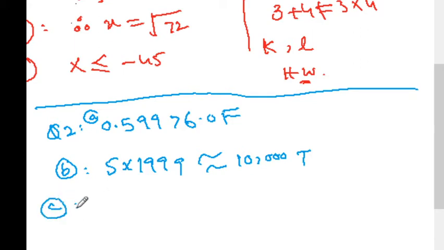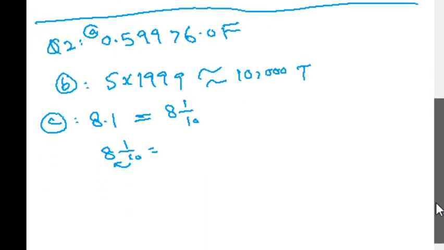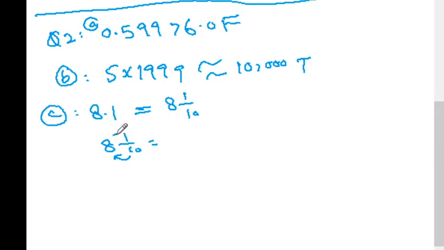Part C is 8.1, which is equal to 8 into 1 over 10. Now just see what 8 into 1 over 10 gives us. 10 8s are 80, and then plus here. Multiply here and then plus here. So it's becoming 81 over 10, which is 8.1. So 8.1 is equal to 8.1. It's true.